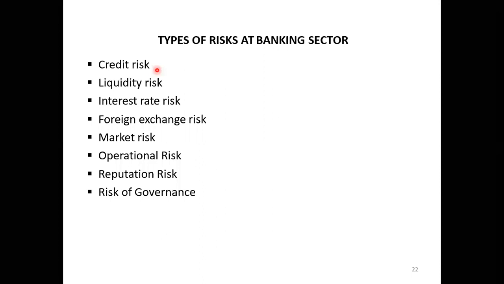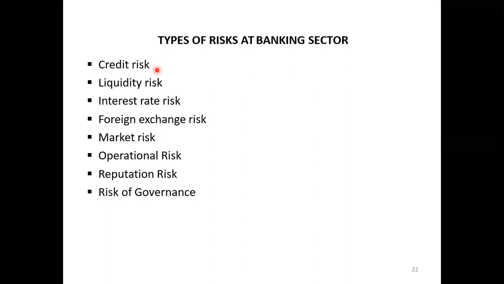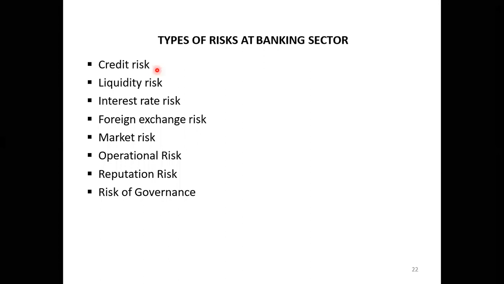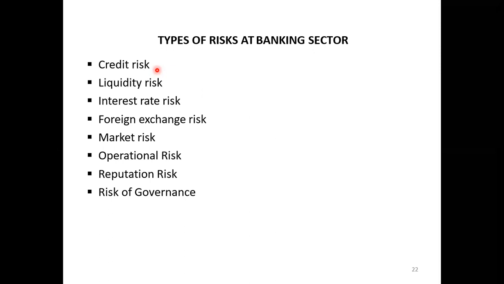Reputation risk: some events may cause a bad image for the organization. And risk of governance, corporate governance issues: the governing body people who are involved in corruption, or who are not seriously involved in the betterment of organizational development. So these are the types of risk that may occur in financial service institutions.